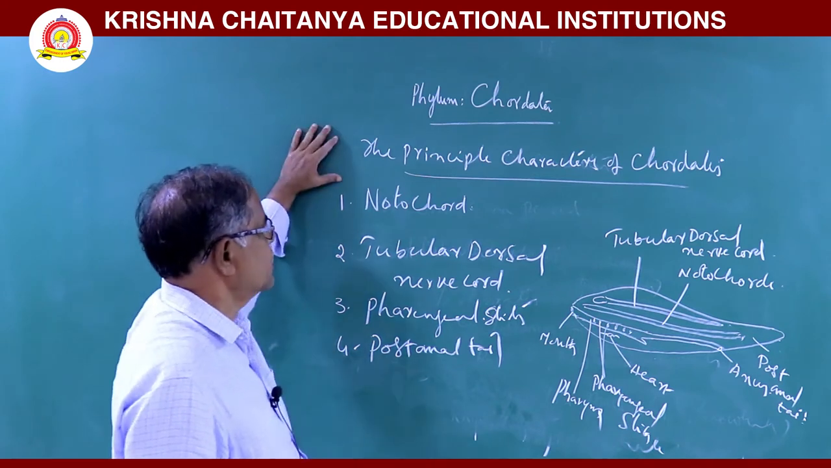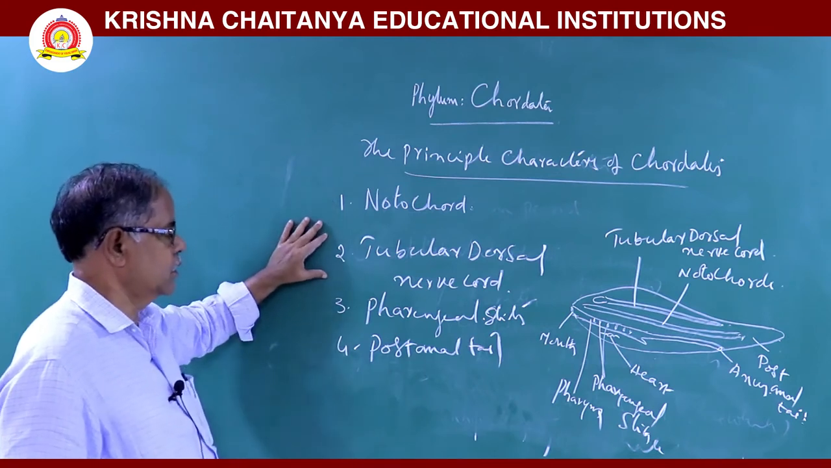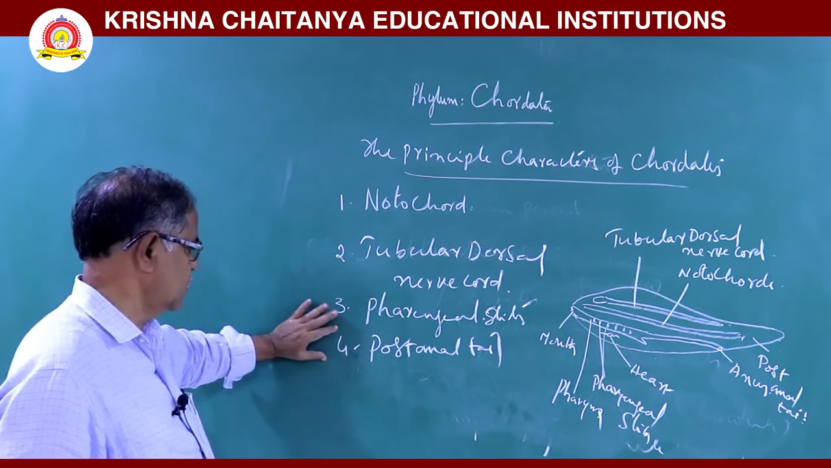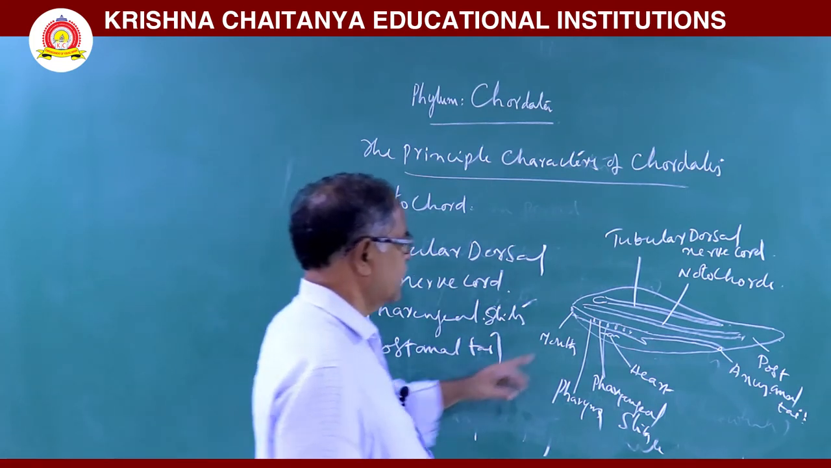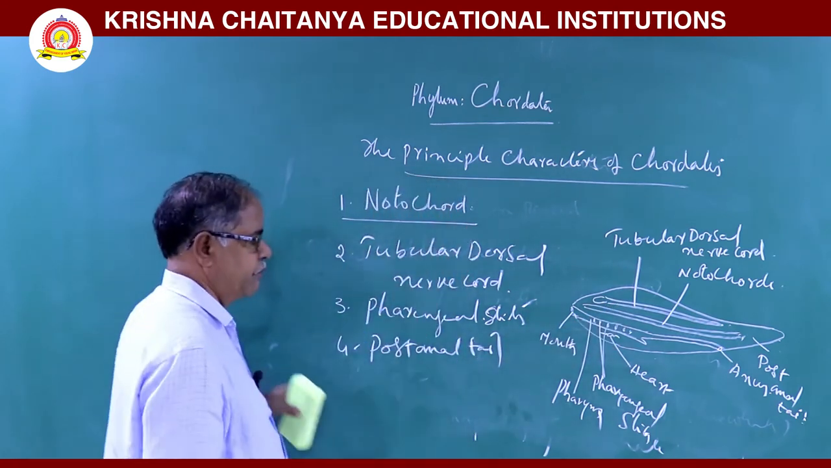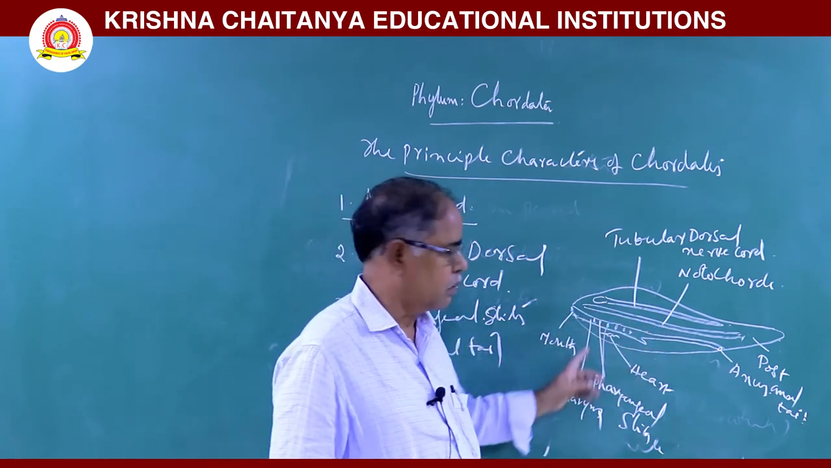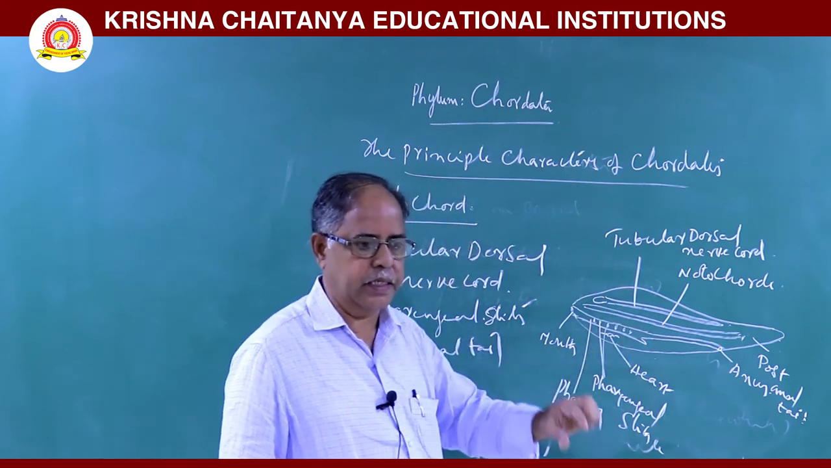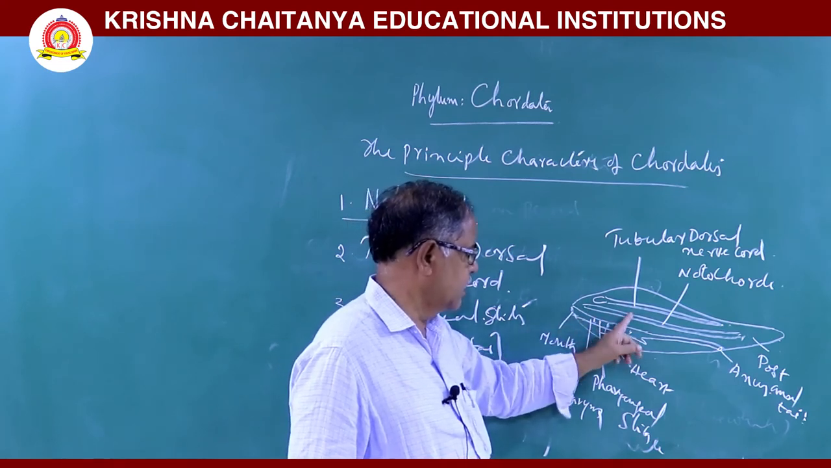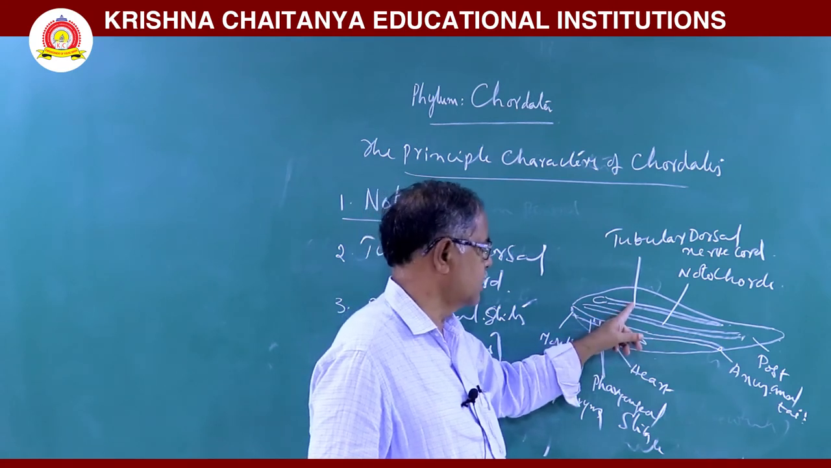So in chordates, four principal characters are there. One is the presence of notochord. Second one is a tubular dorsal nerve cord. Third one is pharyngeal slits, and fourth one is a post anal tail. First, notochord. This notochord is a flexible rod-like structure. It is situated in mid-dorsal line, in between alimentary canal and dorsal nerve cord.